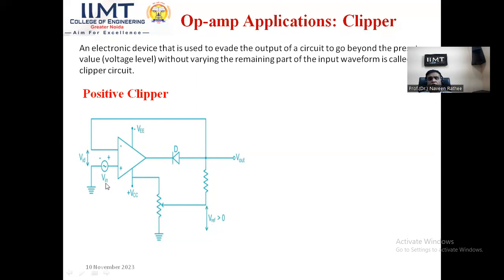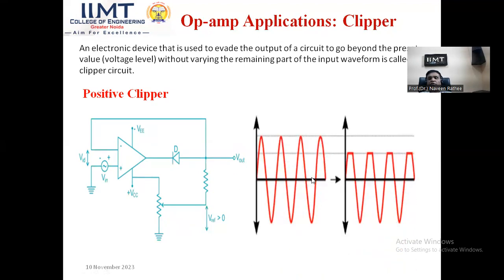Now, when I say negative half cycle, it means negative will come over here. The diode will be forward biased and acts as a short circuit. When the diode is acting as a short circuit, the current will flow through it, the circuit will be closed, and the input available over here will be seen at the output without any clipping. Right. So let me show you with the waveform.